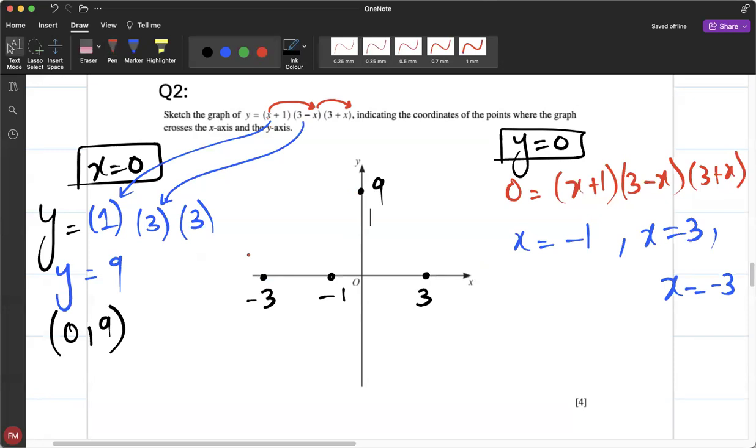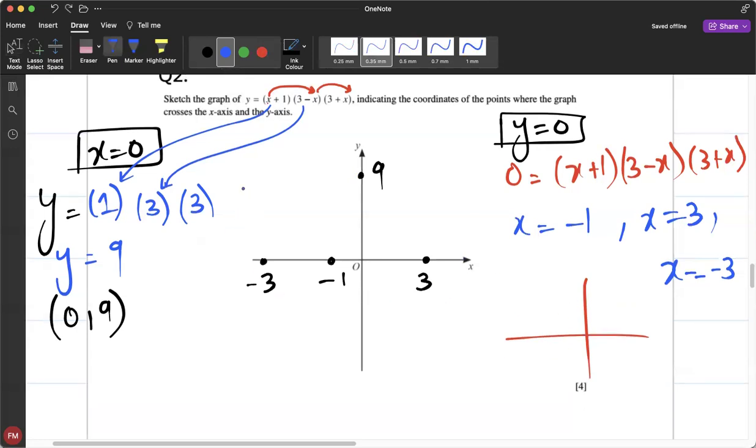Now, the question says that we need to sketch this graph out. And I've already mentioned, just repeating the same thing, if it's minus x cubed, we start from this side. That means, everyone, these are my x-intercepts. So I would start from this side. And if I did, this is how the graph is going to be.